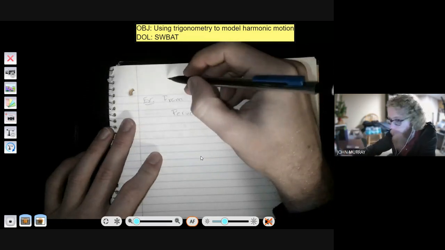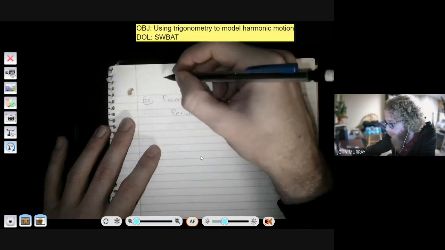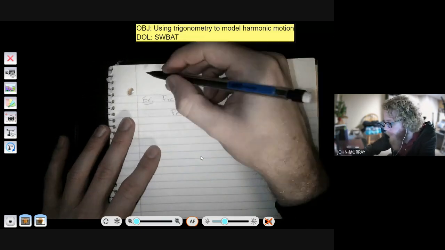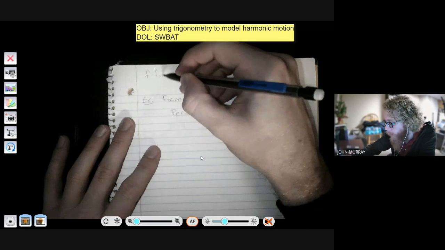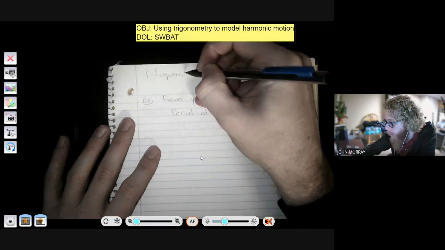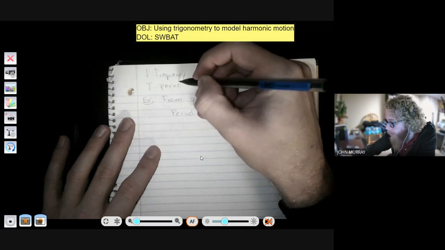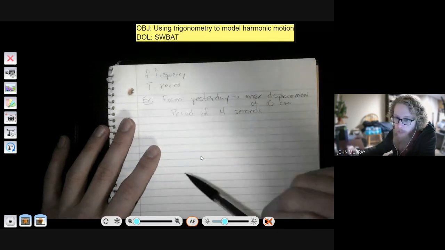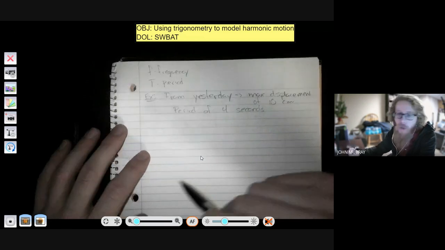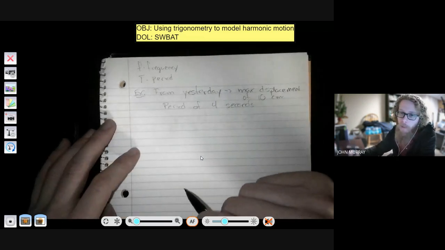Remember too, I gave you a relationship between period and frequency. It is a little strange, but in physics and math, we use a capital T for the period. I'm not sure why. Don't ask me why they don't use P. I don't know.